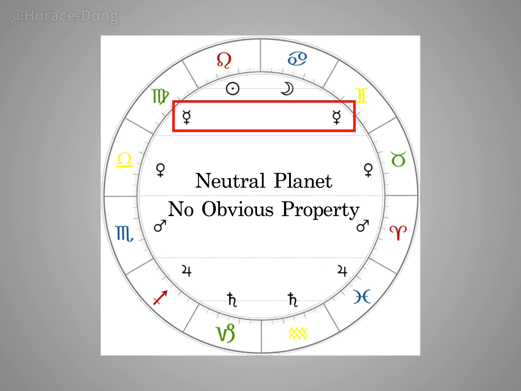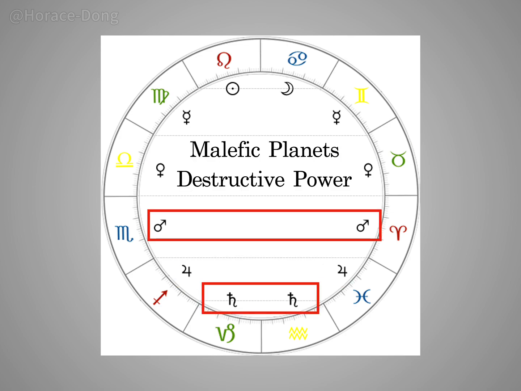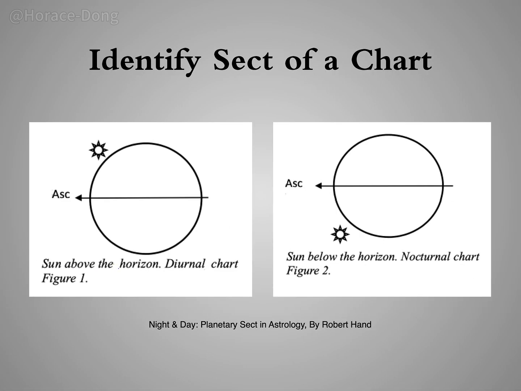Since Mercury represents the bureaucrats, and it is hard to tell whether they're good or bad, it is a neutral planet. As I mentioned previously, Venus and Jupiter work for the empire, so they are benefic planets, meaning they have constructive power. Opposite to that, Mars and Saturn might fight against the empire, so they are malefic planets and have destructive power. After you know the nature of aspects and planets, another skill you must learn is to identify the sect of the chart. Since astrology uses the actual astronomical phenomena, when the sun is above the horizon, this chart is a diurnal chart. Otherwise, it's nighttime, meaning that this is a nocturnal chart. That does matter because the following concepts will use them as factors of judgment.